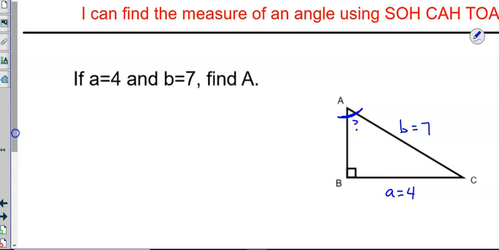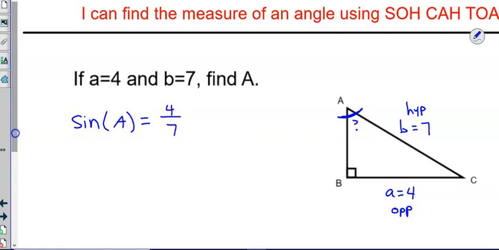Okay, so according to that angle A, that angle that we're trying to find, we have the opposite side and we have the hypotenuse. So opposite and hypotenuse, that's sine. So we're going to set it up just like normal. So sine of A is equal to opposite, which is 4, over hypotenuse, which is 7.